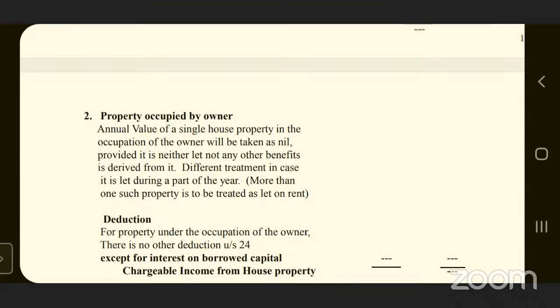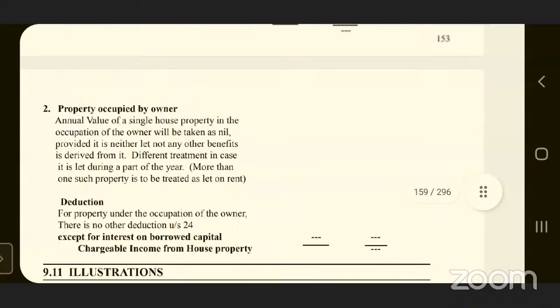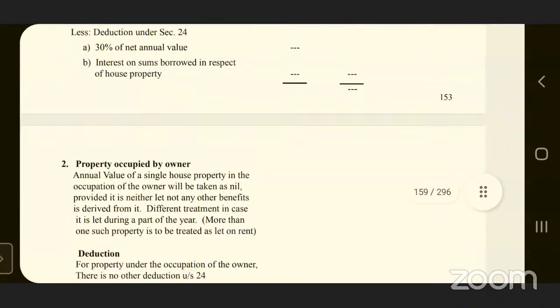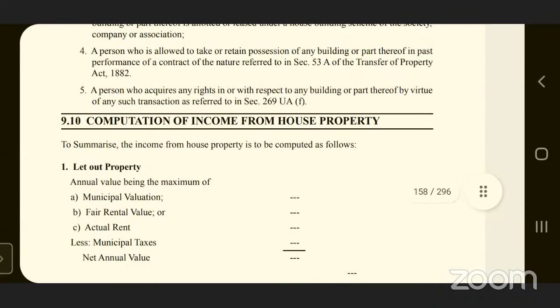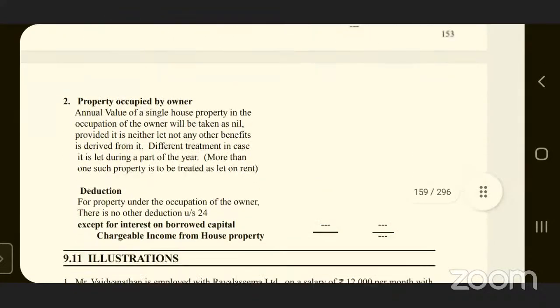For self-occupation, only one house will be permitted. We can occupy many houses, but as a deduction they are not going to consider the gross annual value of houses occupied by the assessee except for only one house. So if you observe, for property occupied by the owner, the annual value of a single house property will be taken as nil.